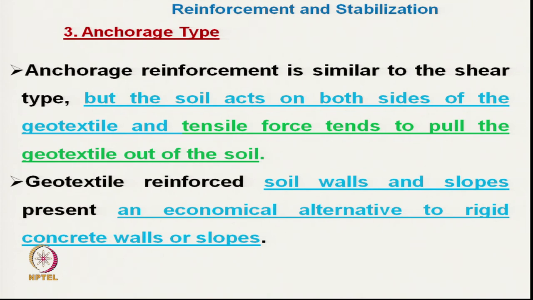Next is anchorage type. Anchorage reinforcement is similar to shear type, but here the difference is that the soil acts on both sides of the geotextile, and the tensile force tends to pull the geotextile out of the soil. So, in geotextile reinforced soil walls and slopes, applications where anchorage type reinforcement is used, these are an easy, cheap alternative to concrete walls or slopes.